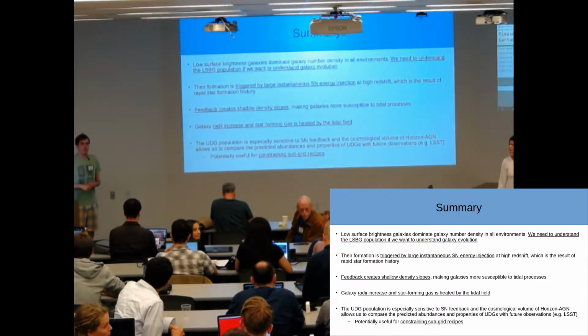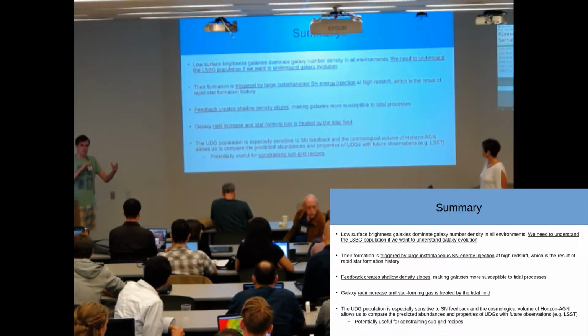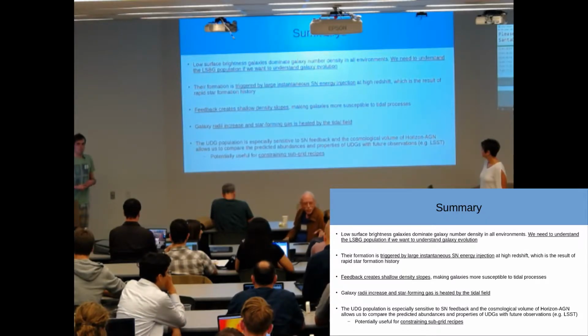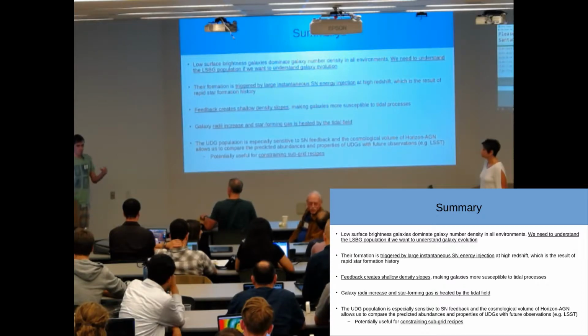So I guess there's still the tidal field in effect in the field or groups, right? Because the interactions are essentially slower, so you have longer for the gravitational torques to have an effect. But also the fraction of galaxies that are low surface brightness in the field is less, which you would expect.